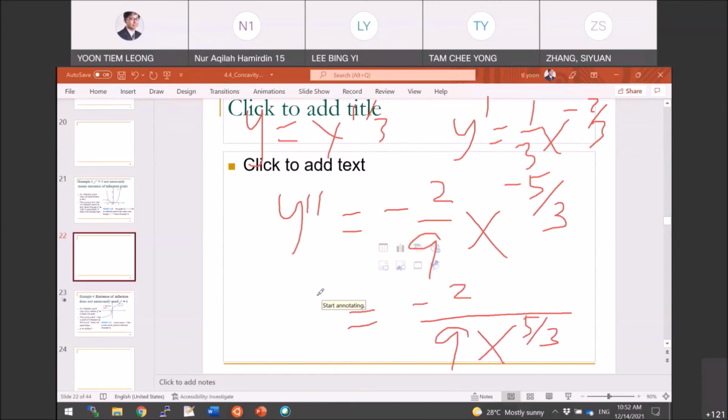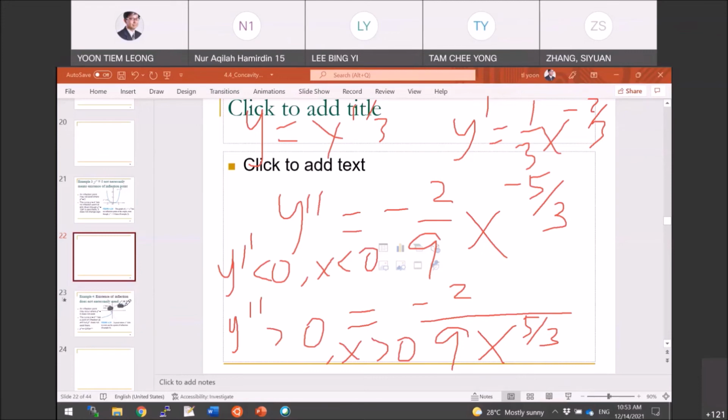So this is a function where the sign of y prime prime changes. That is, y prime prime in this case is negative if x is negative, and y prime prime becomes positive when x becomes positive. So therefore, it is clearly seen that y prime prime changes sign at x equals 0.